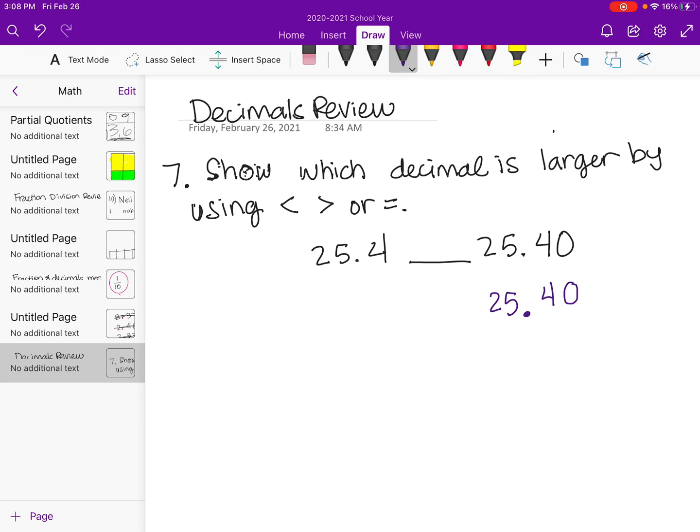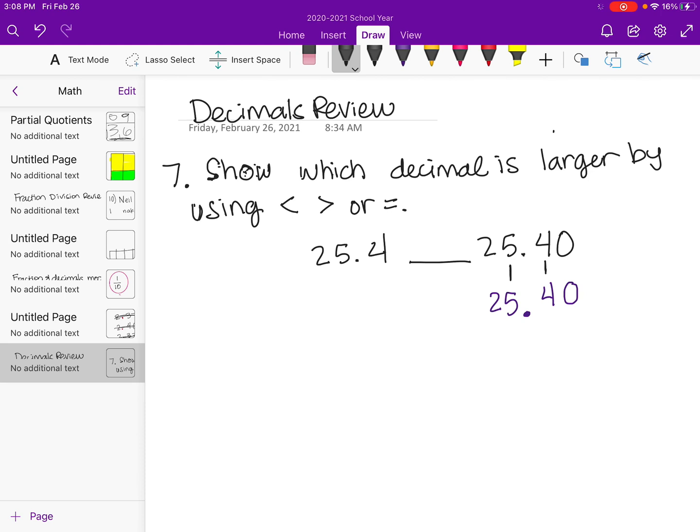Okay, so I am going to start by looking at the place value on the biggest place value, which in this case is my 10s. And in this case, my 10s are both 2s. They're the same, so that's not going to tell me anything. I'll move over to my 1s, and they are the same, both 5s, so that's not going to tell me anything. I'll move over to my 10ths.